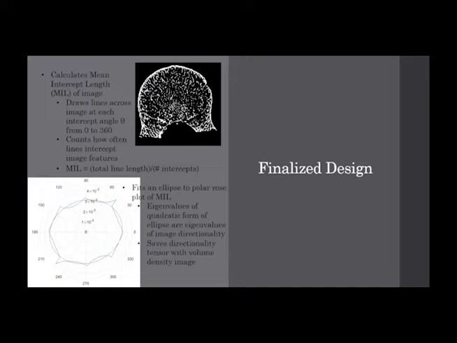So the mean intercept length for some angle theta is the total length of the lines drawn at that angle divided by the number of times it intercepts the image features. So that data was then plotted on a polar plot, such as the rose plots on the bottom left, sorry.